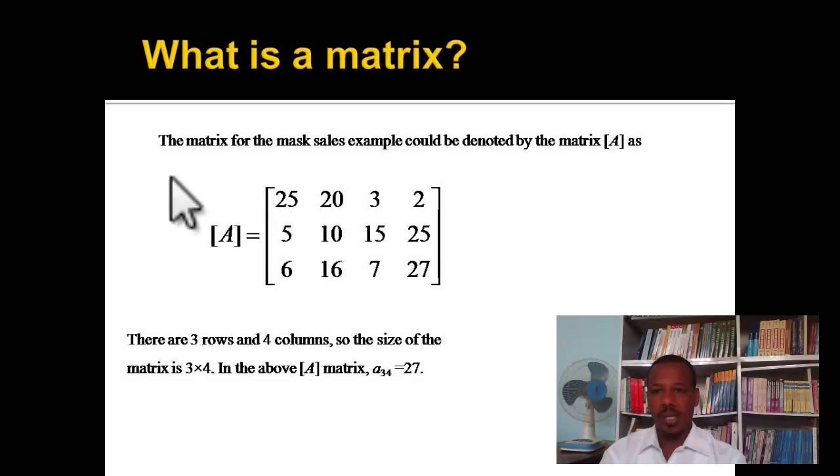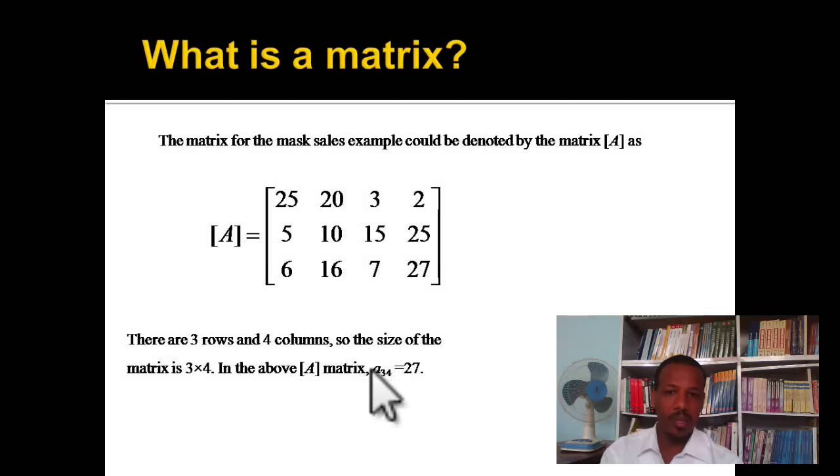So the matrix for the mask sales example could be denoted by this one. As we said earlier, the number of packs of masks sold in Hawassa Industrial Park in shade 1, shade 2, shade 3, in the first month, second month, third month, and fourth month may be represented by this one. There are 3 rows and 4 columns, so the size of the matrix is 3 by 4.